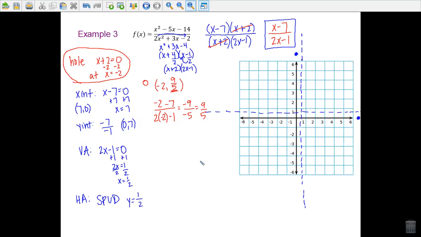Well, 9 over 5, 5 goes into 9 one time with a remainder of 4, so that's 1 4/5. So I'm going to go to -2, and then 1 4/5, which we're going to estimate to be right there. Oh, goodness gracious, I'm putting a point, and I need to put a hole, because there's a hole there. My graph doesn't actually go there. It looks like it goes right through that point, but it jumps over that one specific point. All right, then we're going to go to the calculator.